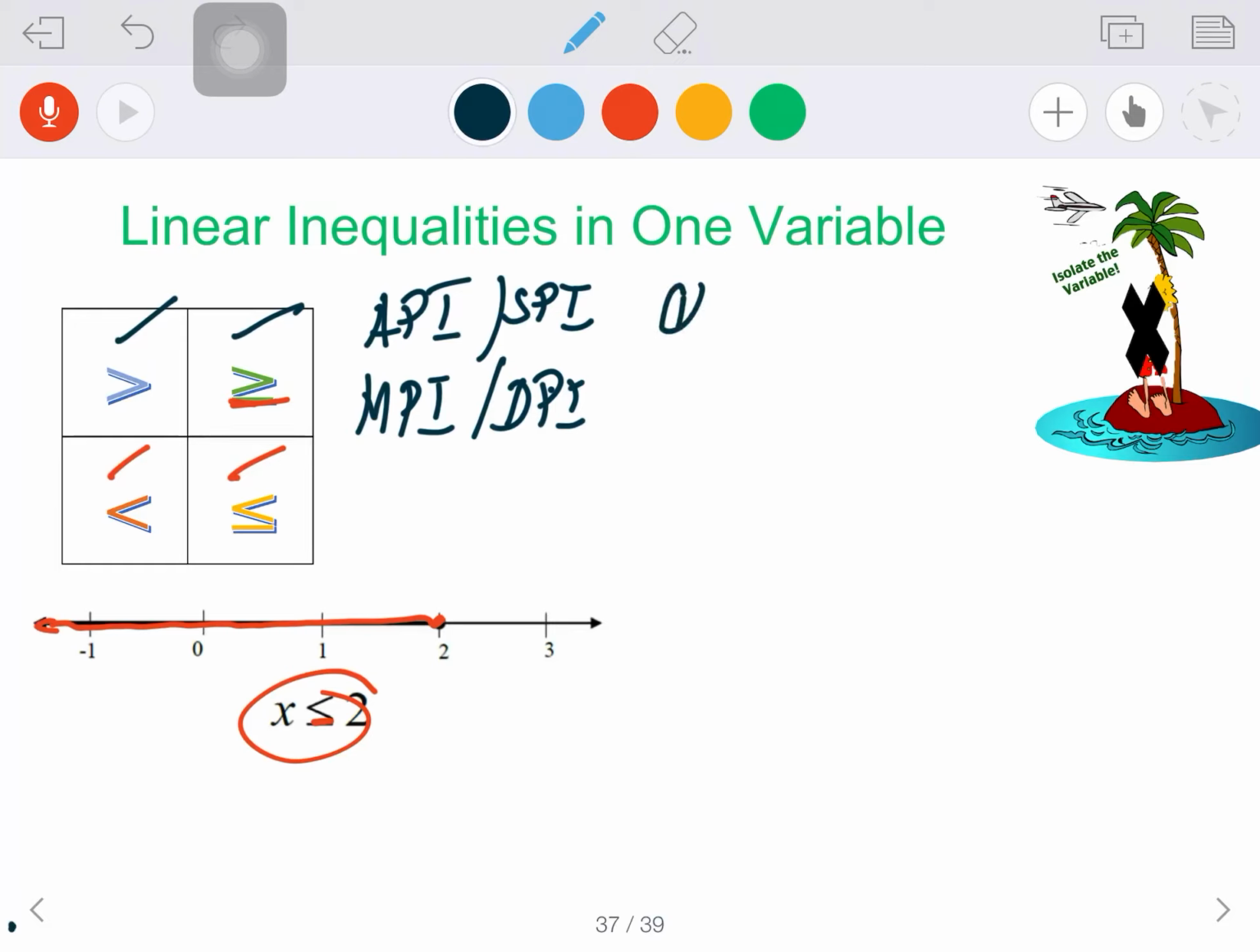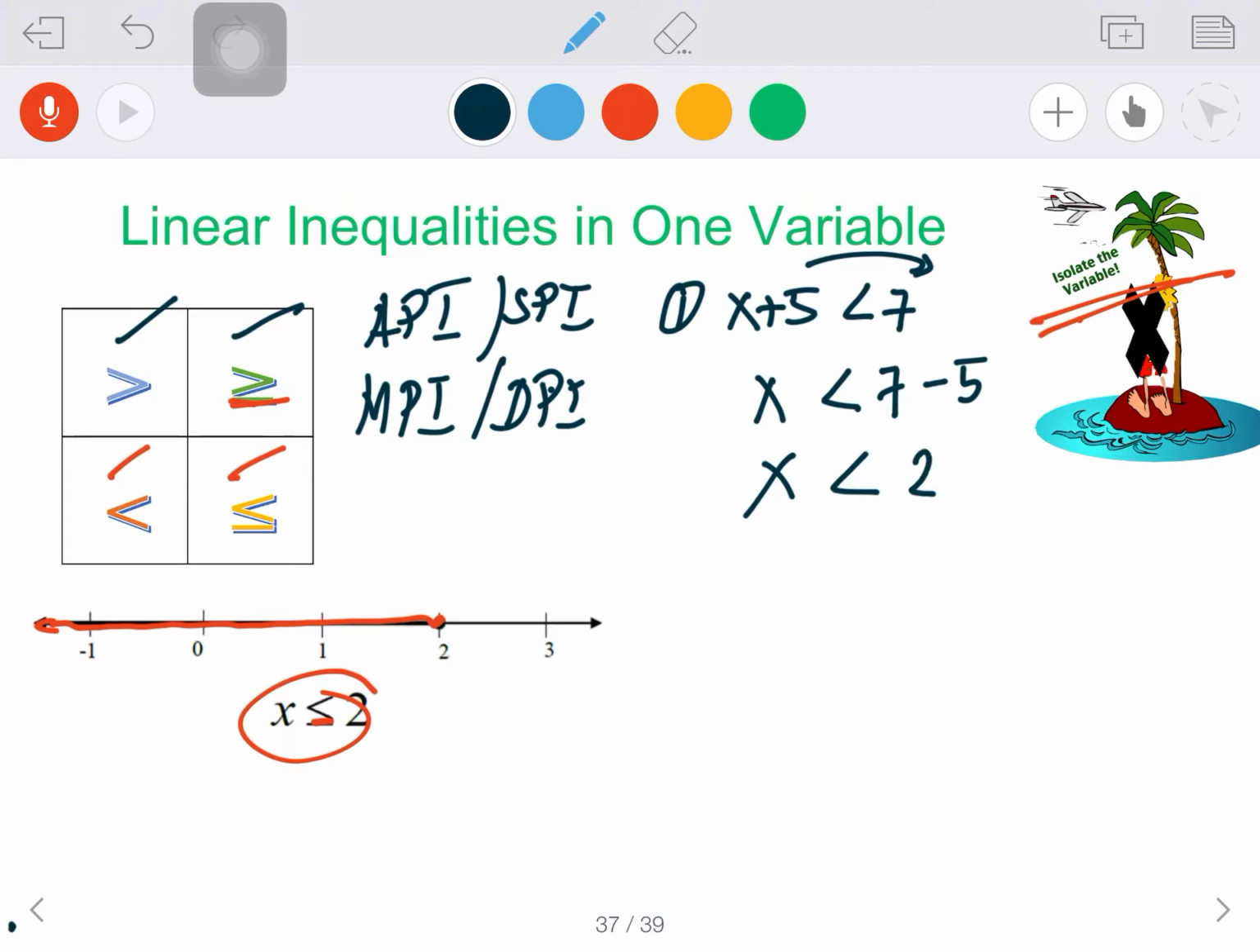So let's say, for example, number 1, you have x plus 5 less than 7. Oh, by the way, still the same thing applies. We isolate the variable in order for us to find the solution. So going back, this becomes x. The sense is less than, and we know that we have to transpose that to the other side or use the API and SPI principle. So this will be 7 minus 5, and your answer is x less than 2. Okay. So if you be asked to represent this on a number line, then you know what to do.